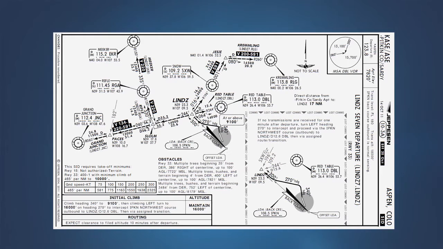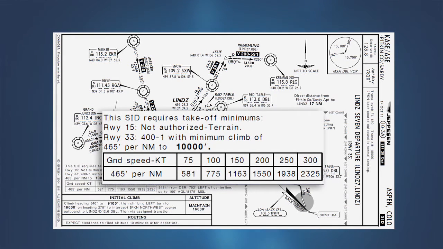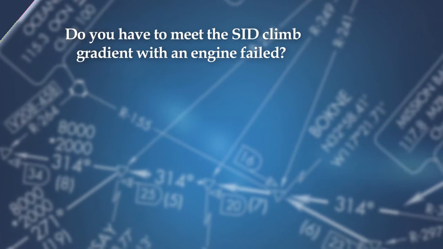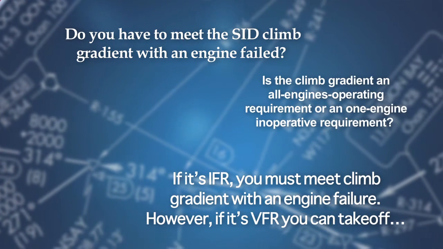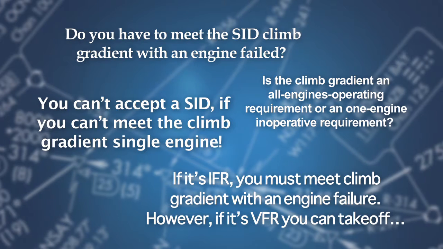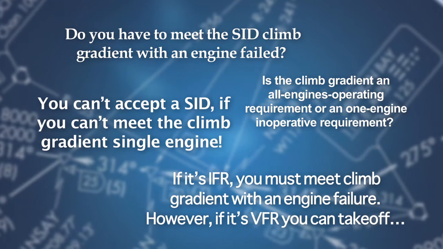IFR procedures like the LIN standard instrument departure often contain minimum climb requirements. As mentioned by our flight crew in the Aspen briefing, this SID has a climb gradient requirement of 465 feet per nautical mile, up to 10,000 feet MSL. Over the years, pilots have asked many questions concerning the climb gradients published on SIDs and obstacle departure procedures. They have heard a variety of answers, some of them quite dubious.